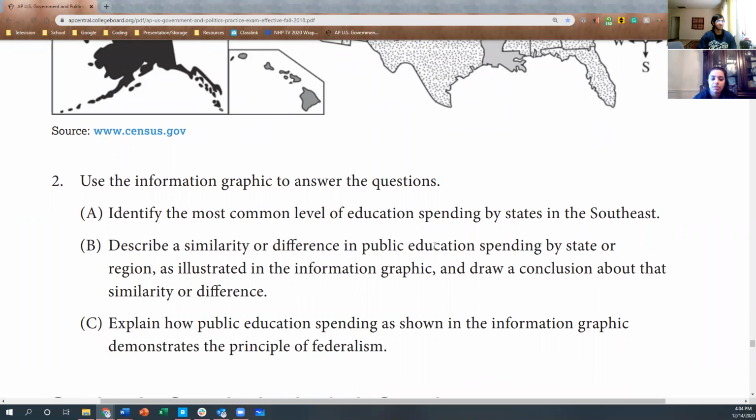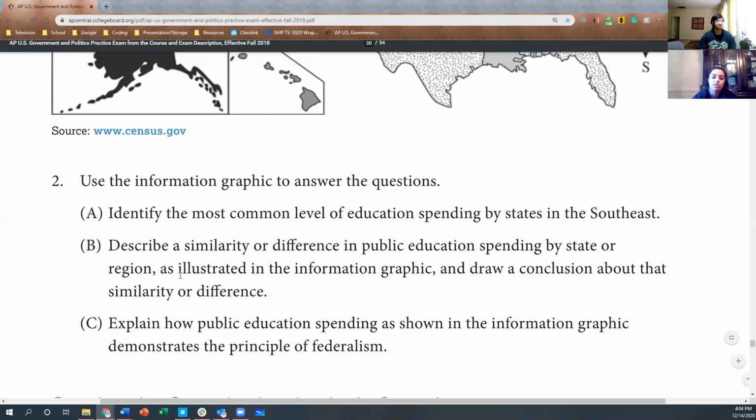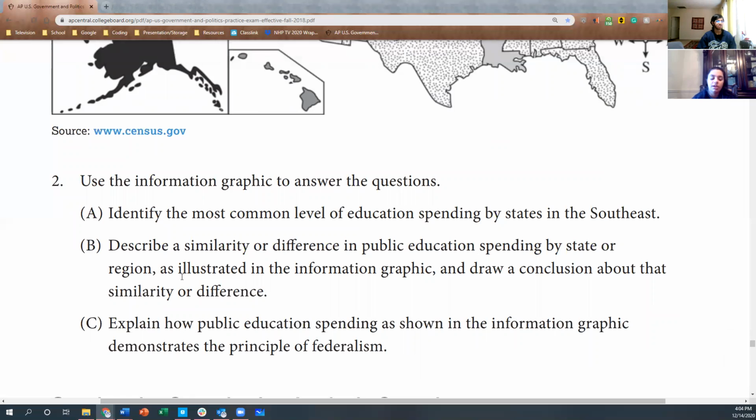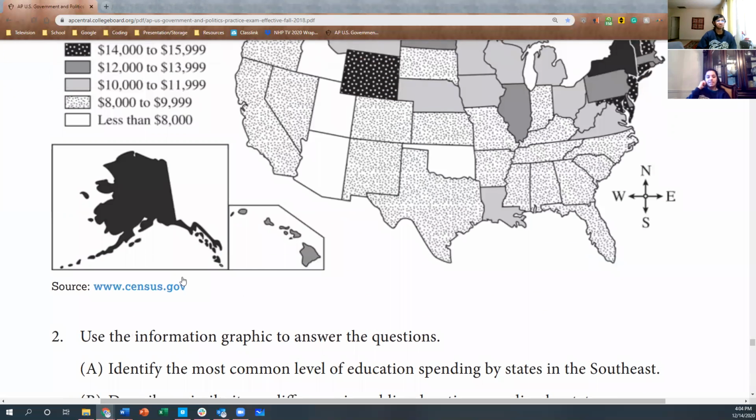Similarity or difference in public education spending by state or region. Draw a conclusion. You could say the South and the Southeast have less because traditionally in history they have been more agrarian, less educated. And we know that conservatives in general tend to support less state-sponsored education.